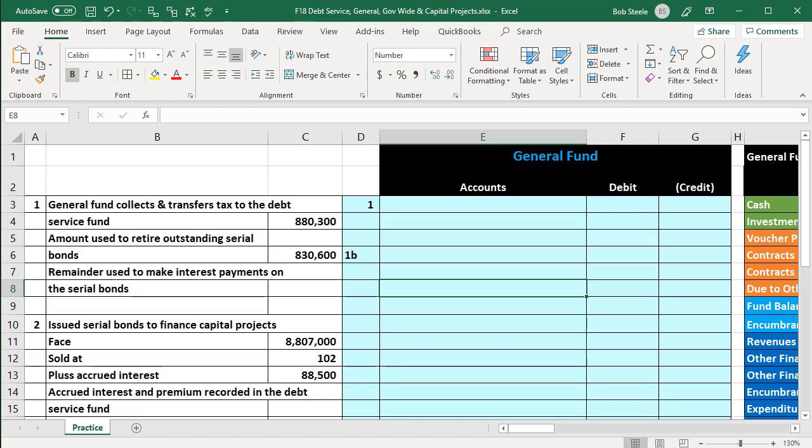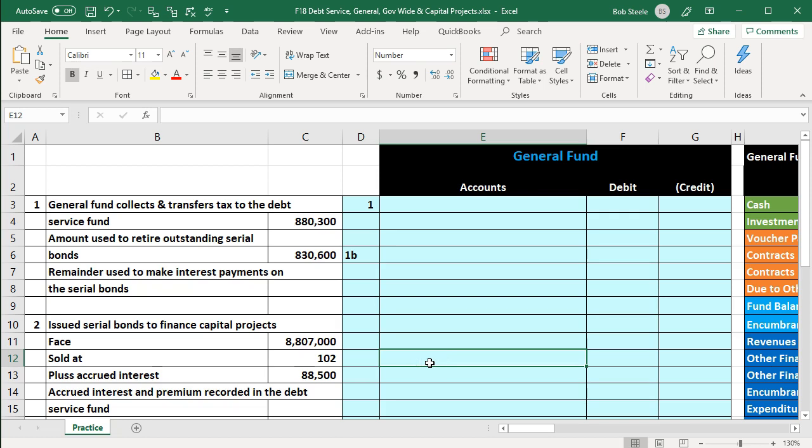In this presentation, we will work a problem recording transactions in the Debt Service Fund, the General Fund, the Capital Projects Fund, and the Government-wide Activities. Our focus is on the Debt Service Fund. That's where our main focus will be. Information is going to be on the left side. We're going to enter that information into the blue area on the right side.